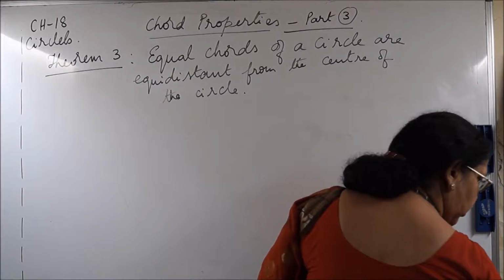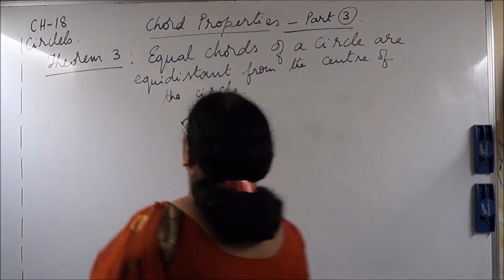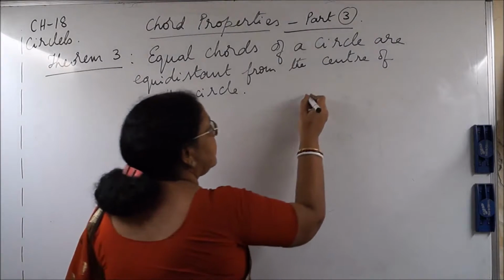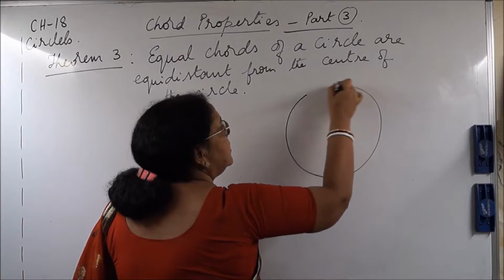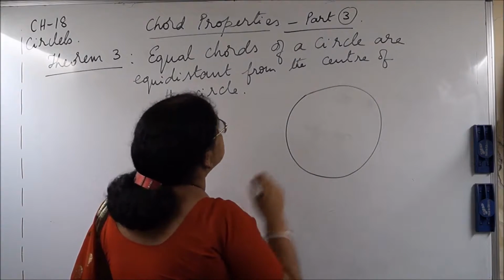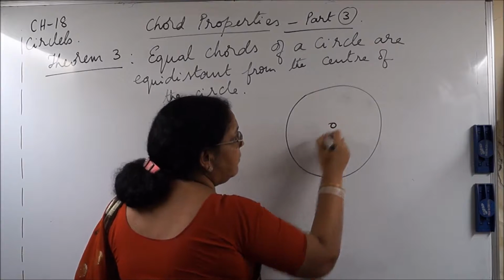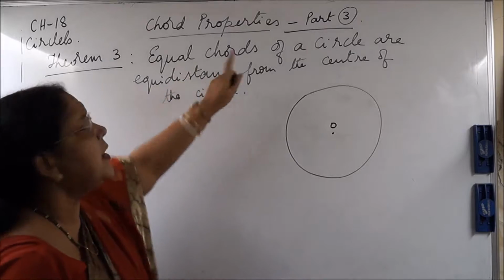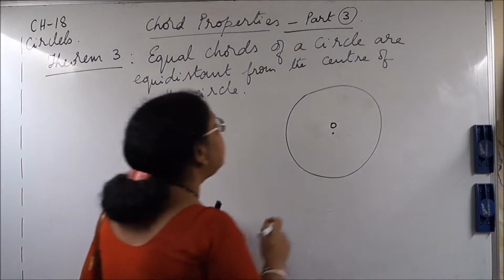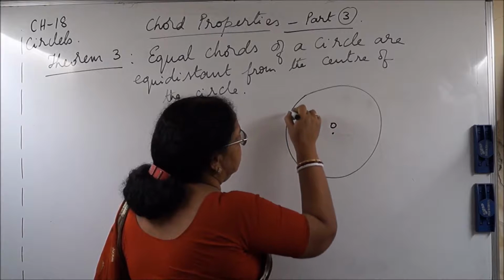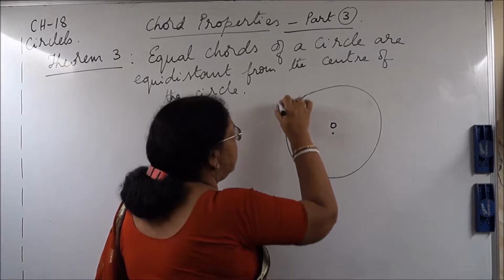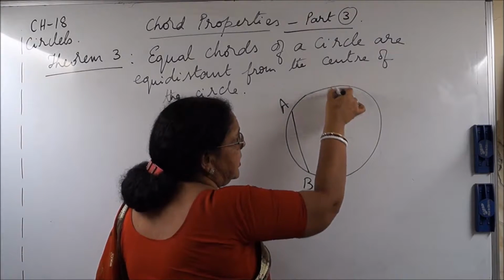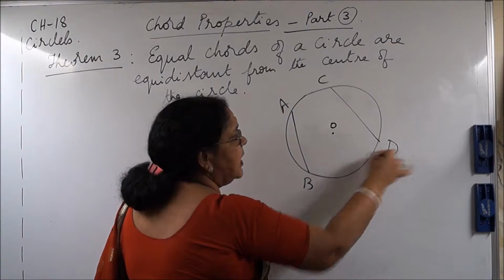So let us draw a diagram and understand. What do we have? Two chords which are equal. So let us draw a circle first. This is the circle in which the center is O. So we have a circle with center O. Now there are two chords which are equal. Let us call them AB and CD. Suppose AB is one chord and CD is another chord.